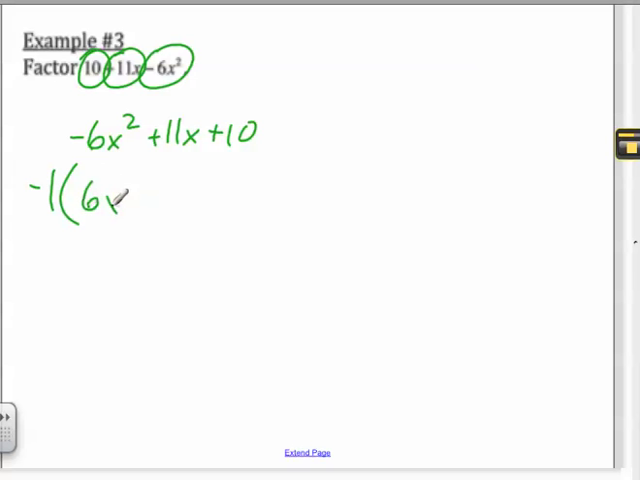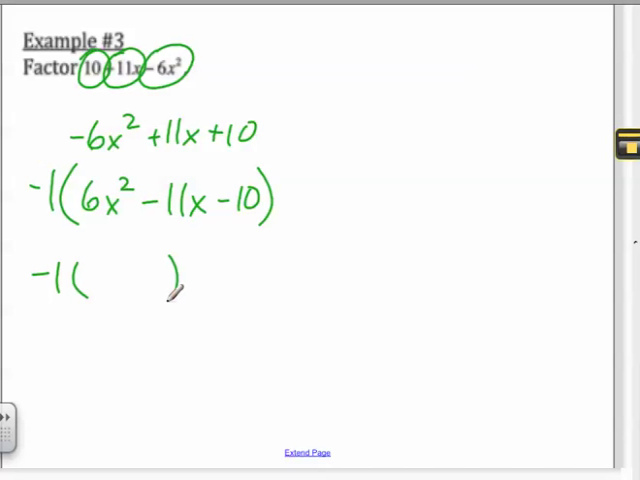Negative 1 times 6x squared gives me negative 6x squared. Negative 1 times negative 11x gives me positive 11x. And negative 1 times negative 10 gives me positive 10. Everybody see how I factored out a negative 1? Good, because if I multiplied it back in, Max, you see it's going to change all the signs right back to where they were? Good, I'm glad you noticed.